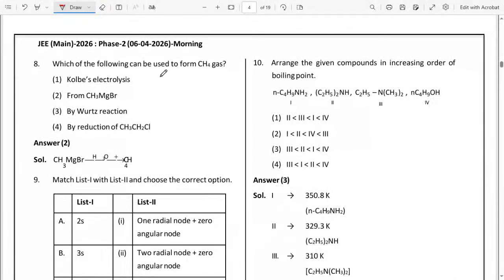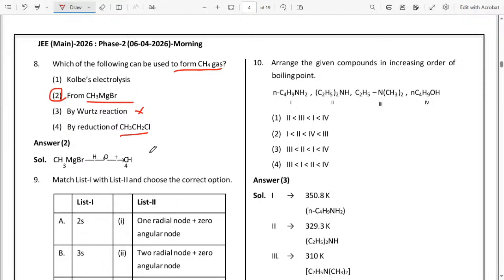Next, question number 8. Which of the following can be used to form methane gas? Kolbe electrolysis, no. From methyl magnesium bromide, yes. By Wurtz reaction, no. By reduction of ethyl chloride, reduction gives ethane, but they are asking for methane. So the correct option is methyl magnesium bromide.